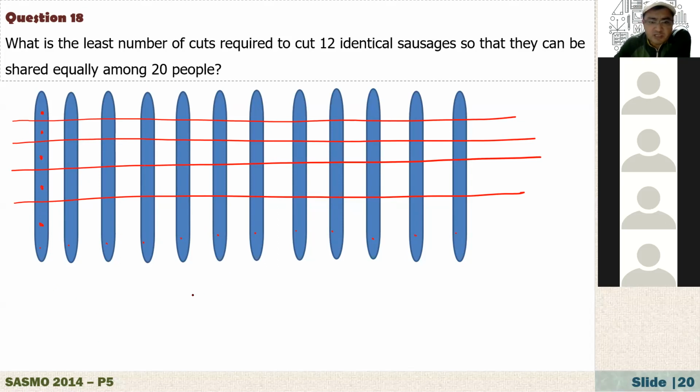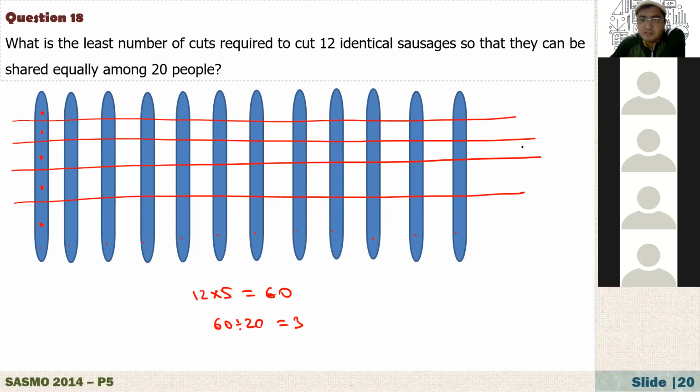Now, how many sausages? Here we have 12. Each one is cut into 5, right? Altogether, 60 pieces. Now I have 20 people. If you just divide the 60 by 20 people, each person gets 3 pieces.